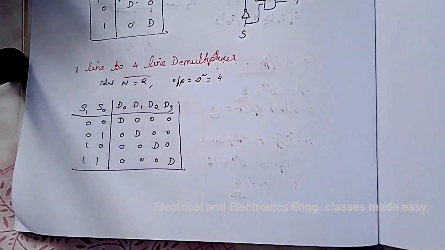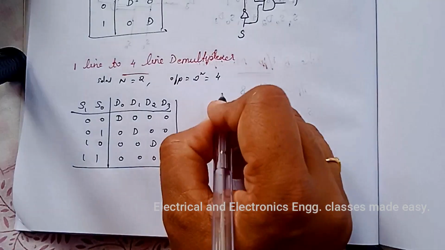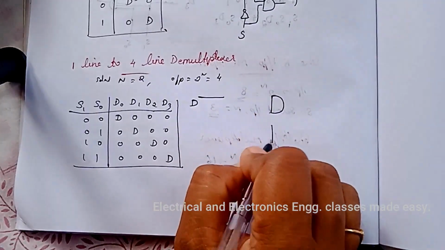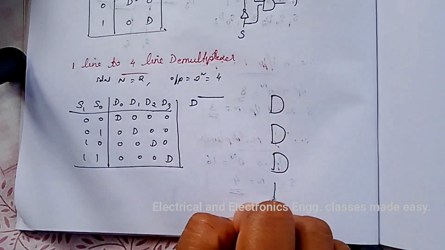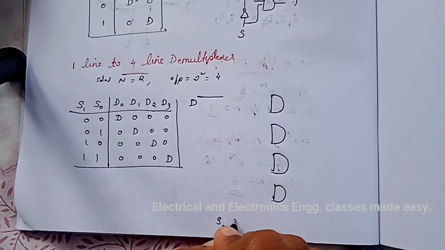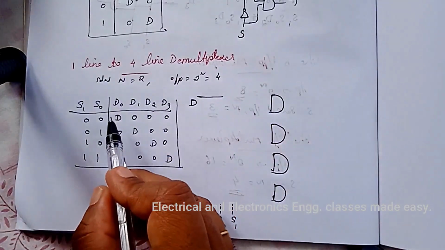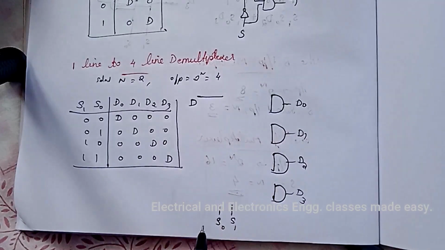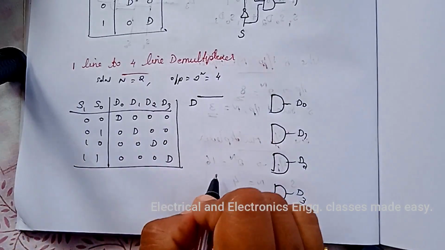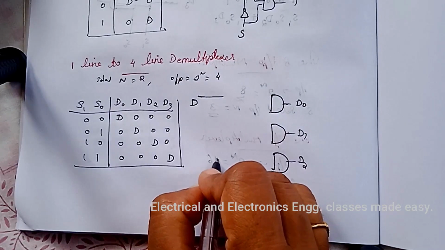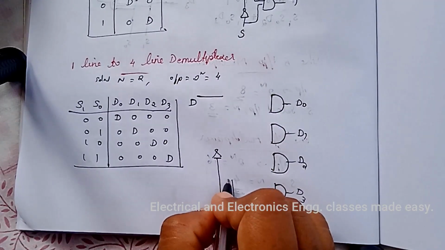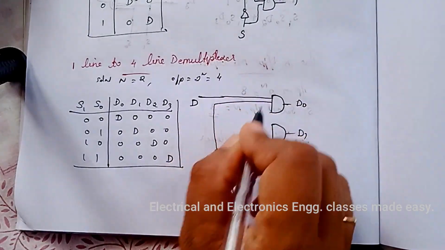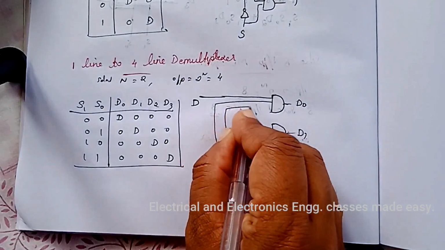So there will be 4 AND gates and 2 select inputs, and this is the data input D, and there will be 4 AND gates, two select inputs S0 and S1, and let these be D0, D1, D2 and D3. So when the select inputs are 0, 0, then this AND gate will be activated.